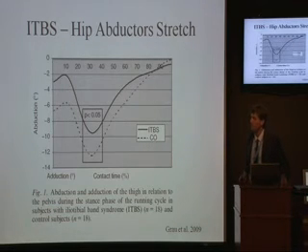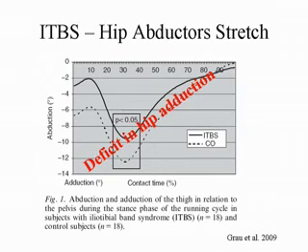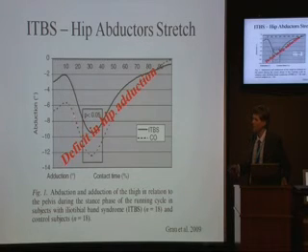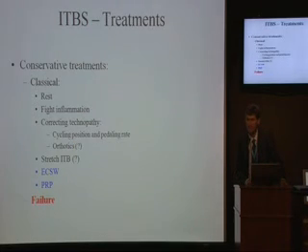Take a look at the abductors. It's very important. This is a very interesting recent study from Grau, which clearly shows that in ITB patients you have a deficit in hip abduction. They did motion analysis while running, and they compared two groups of patients, one suffering from ITB, the other a control, and you have a clear deficit in abduction. So you have to stretch the abductors. This is very important.